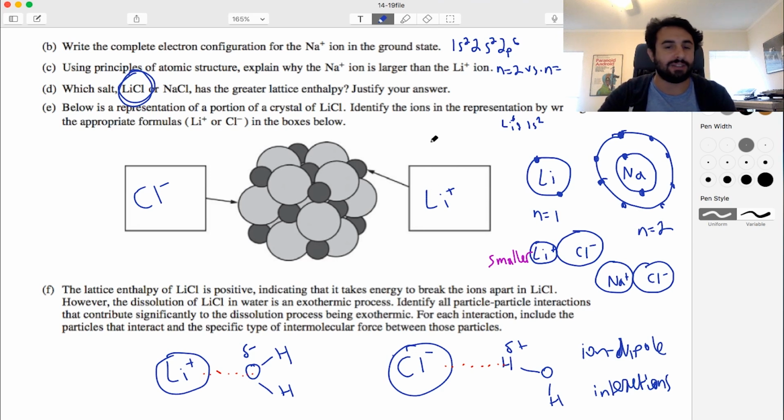So this was a pretty good question that was asking about lattice energy and solvation and electron configuration and all kinds of different things. So this was a lot of concepts in one problem about ionic solids.